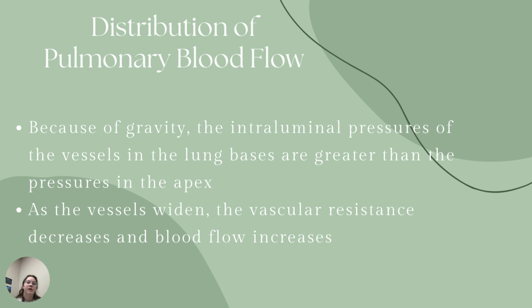So basically, the blood is gravity dependent, which means that it's naturally going to fall down to the base of the lungs, which means that the bottom of the lungs is going to be more perfused than the top of the lungs. The blood's going to flow a lot better through there. So the high interluminal pressure in the lung bases will cause the vessels to widen, which is what that second bullet point is about. As they widen, because of the high interluminal pressure, the vascular resistance decreases, the blood flow will increase.